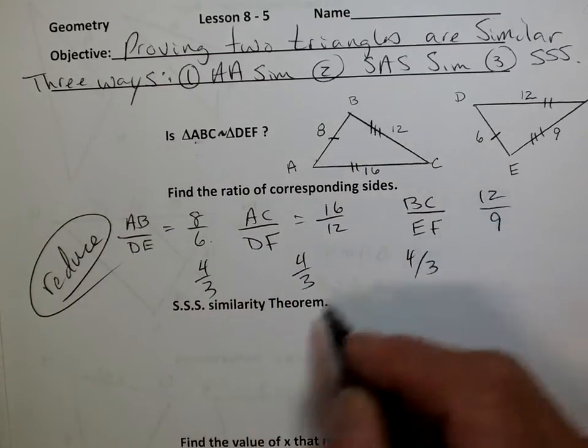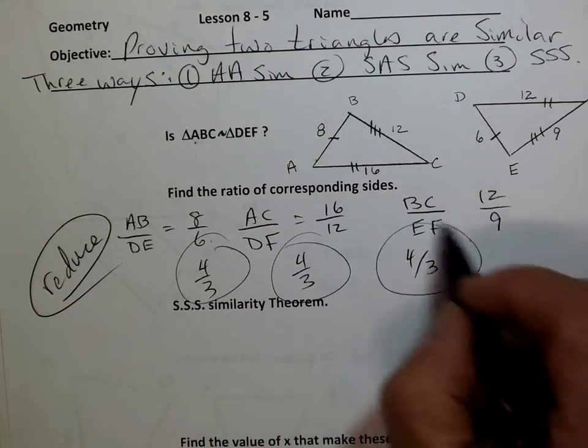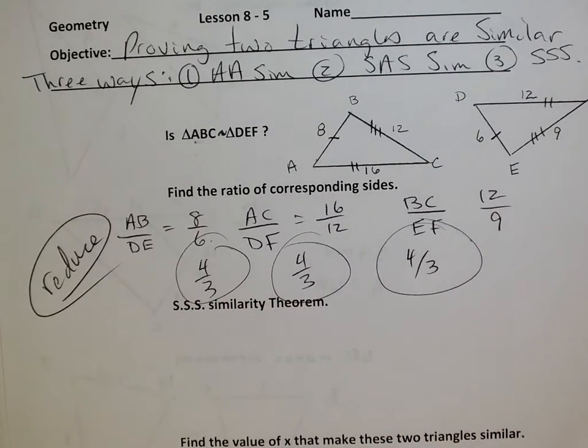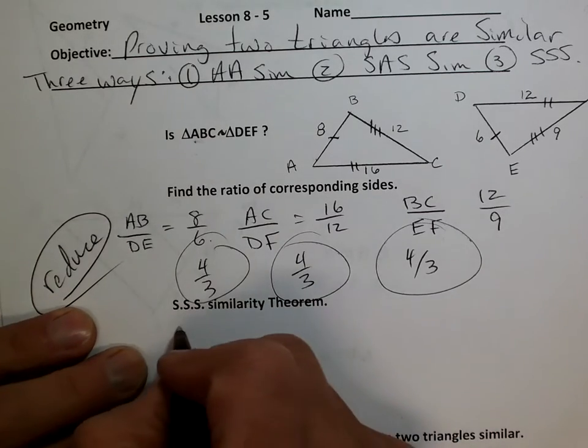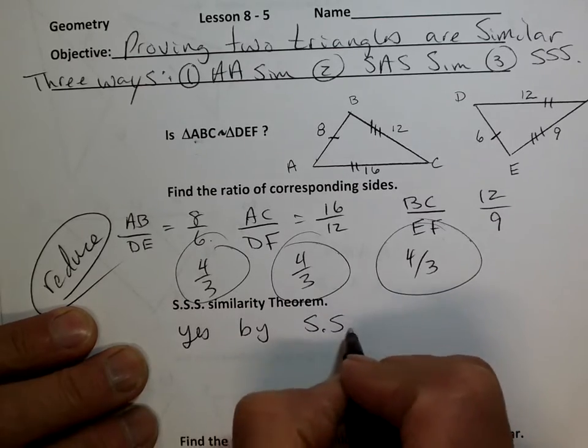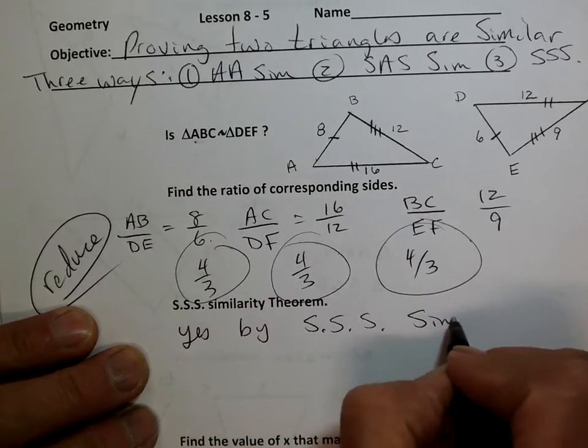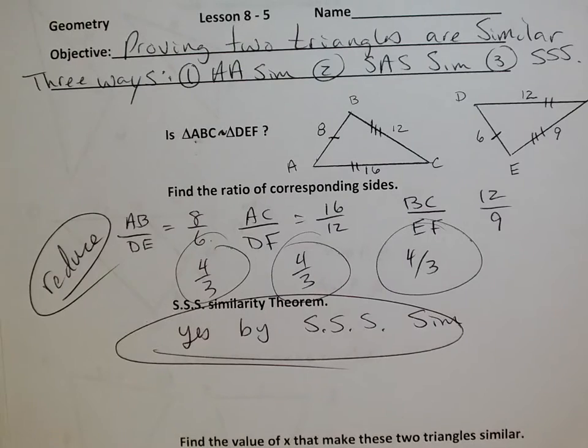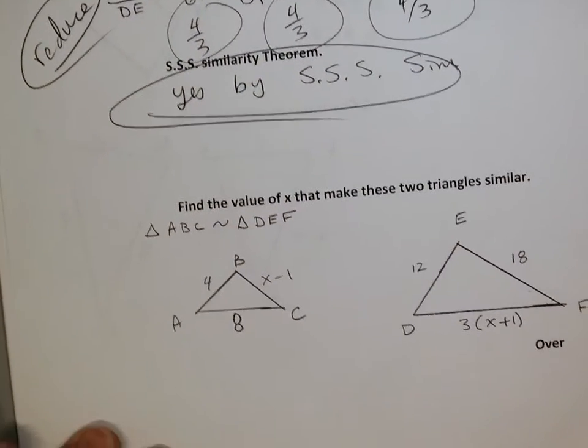So, because all three ratios are the same, the triangles have to be similar. They have to be the same shape. So we can say yes, by my side, side, side similarity. That was easy to prove, wasn't it? Can you do this on Tuesday? Yeah. I like it. Okay, now let's look at example 2.